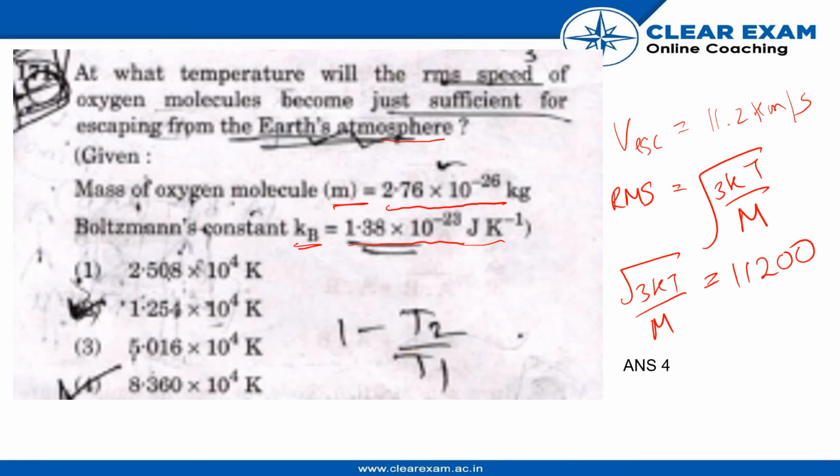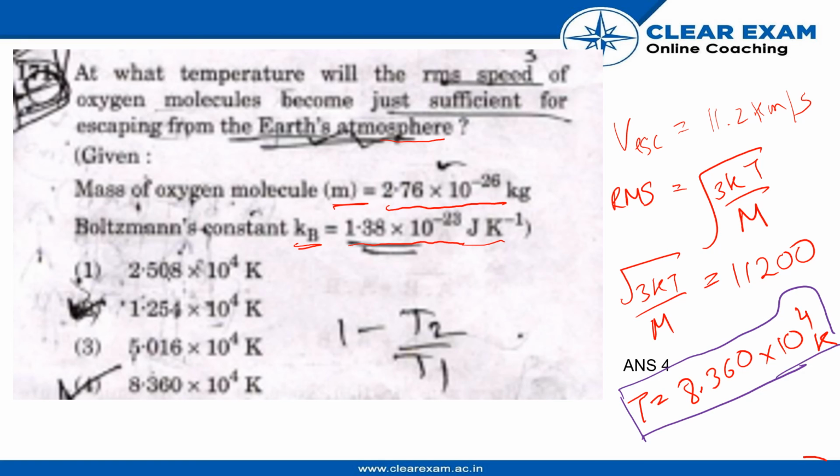After solving this, we'll be getting T as 8.360 × 10^4 K. So this is the answer that we'll be getting. That is basically option number 4.